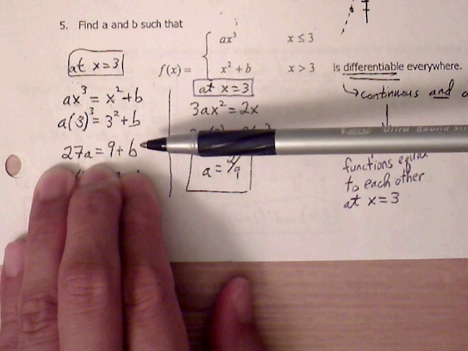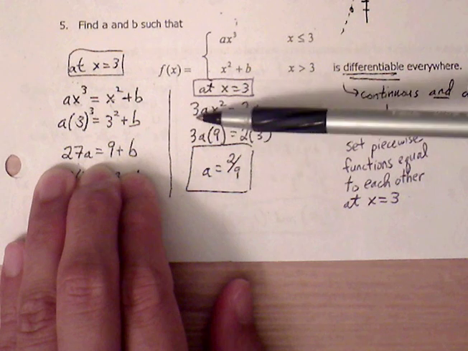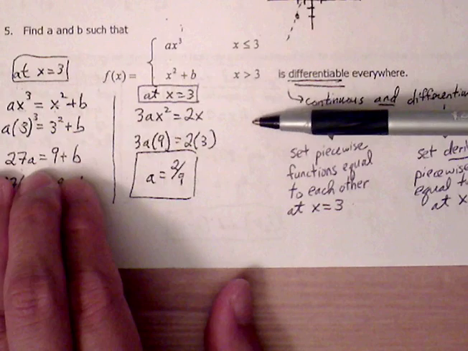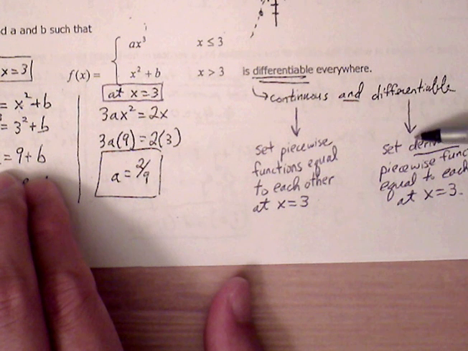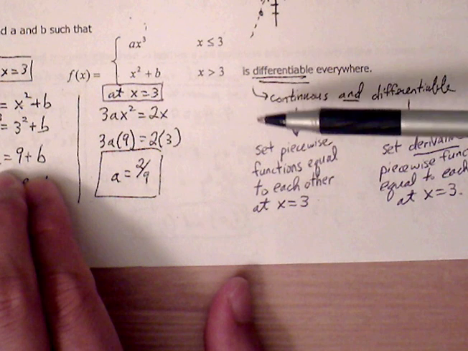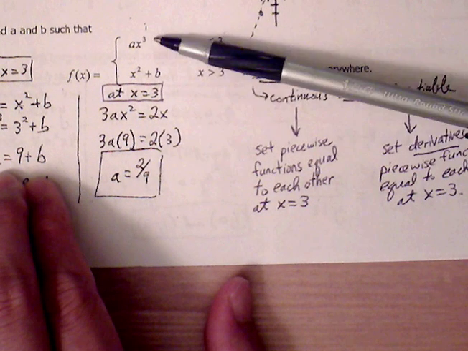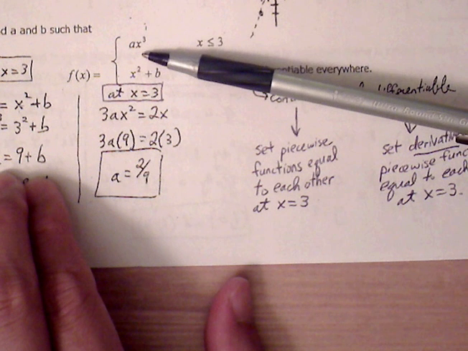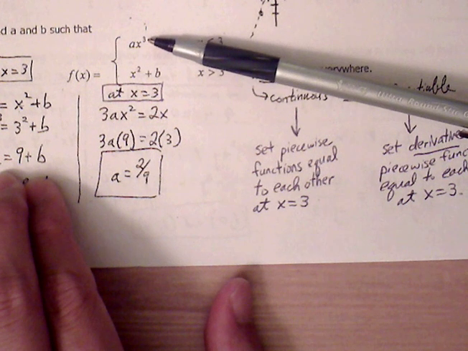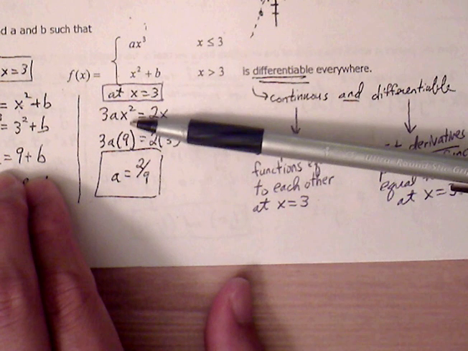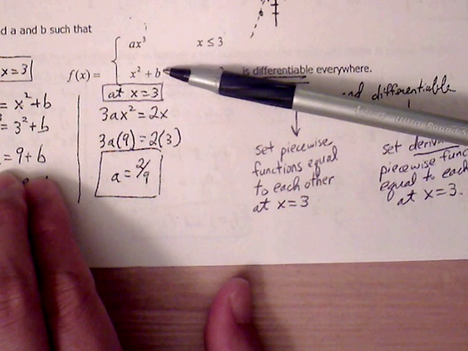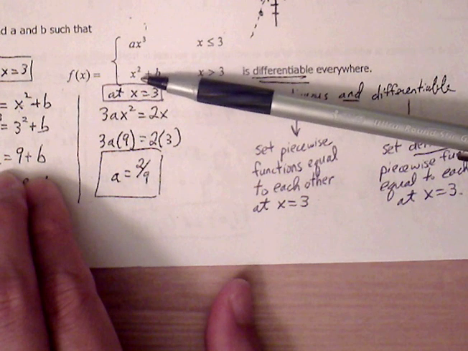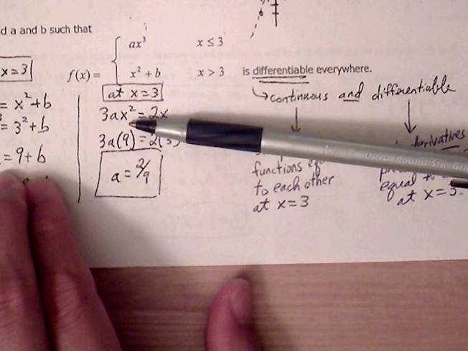The way that we get this into one variable, we're going to use this other equation that we know. The other equation is that we know that the 2 functions are differentiable, meaning that we can set their derivatives equal to each other. So let's find the derivative for ax cubed. A is just a coefficient, so the derivative for x cubed is simply 3x squared. So we just write 3ax squared. The derivative for x squared is 2x, and the derivative for b, which is a constant, is going to be 0. So x squared plus b turns into 2x. So we have 3ax squared equals 2x.